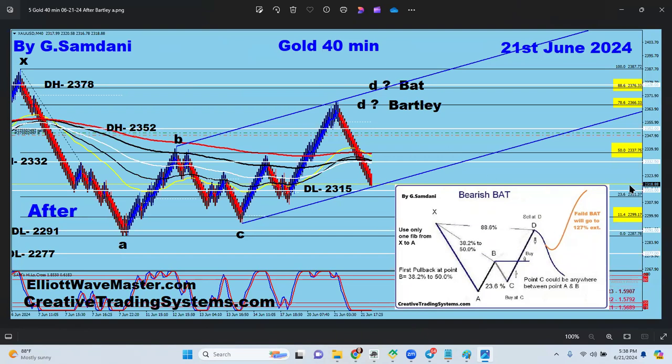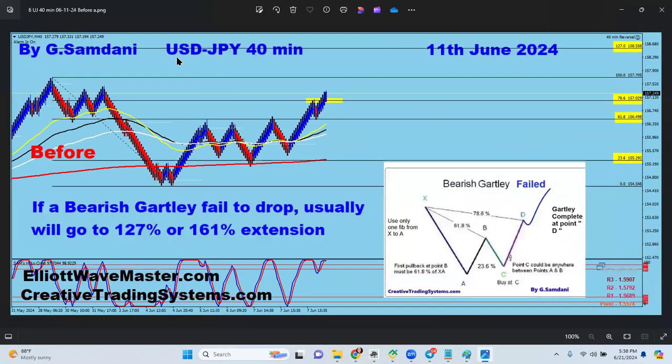And let me show you. Similarly, I had a few others. I'll give you an example. This one I made the chart, USD/JPY, 40-minute, June 11th, right? And I said that if this failed to drop, it will go up. If the bearish Gartley failed to drop, usually it will go to 127 or 161. So first it went to 127, then all the way to 161 anyway.